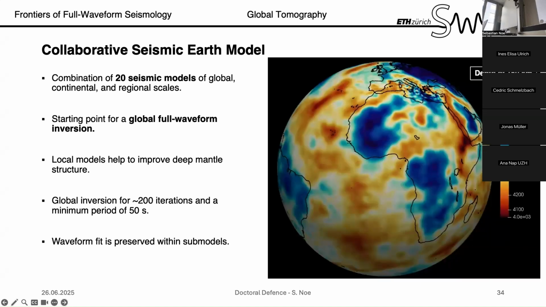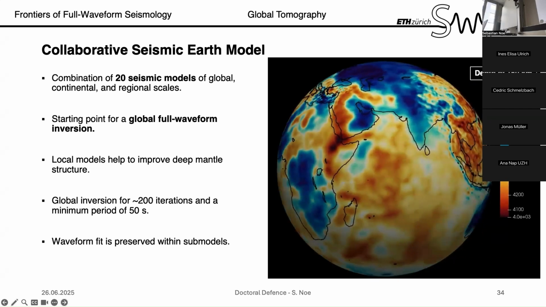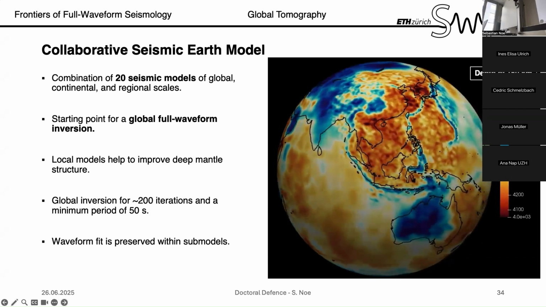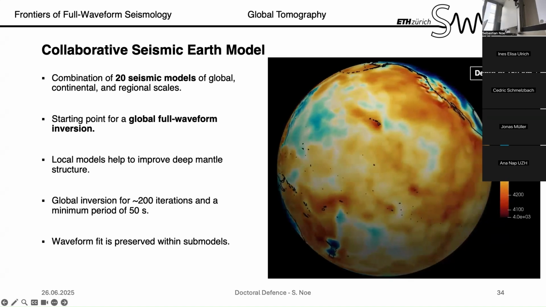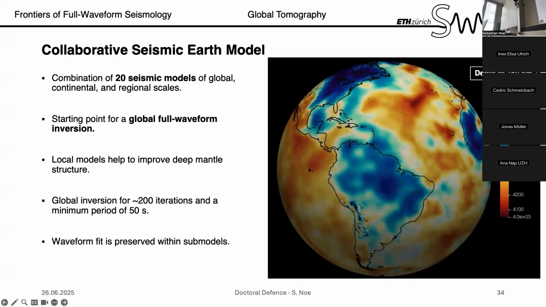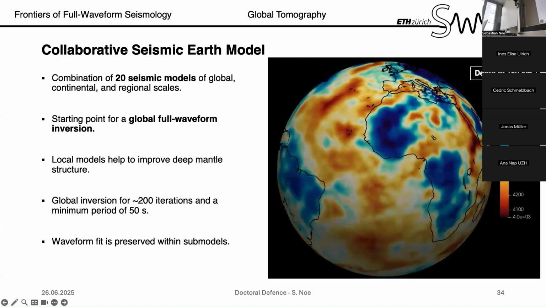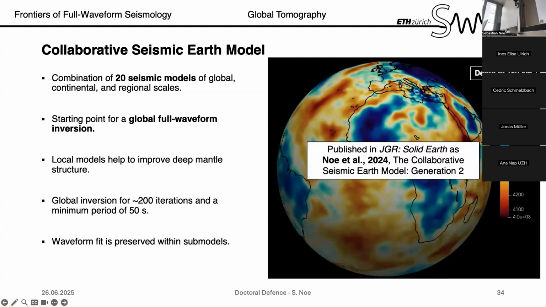Right, and the end result you can see here. You can see that we have different resolved length scales. We can here see some subducting slabs. And really the CSEM is an evolving model because you can just simply add new regional tomographies to it and then maybe run a global inversion again. All right, and this concludes the first project that has been published.